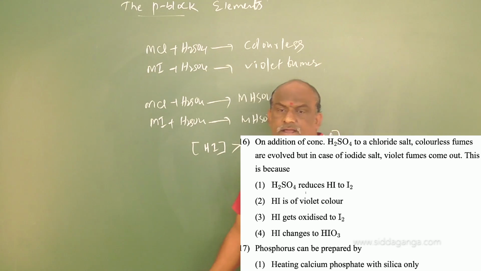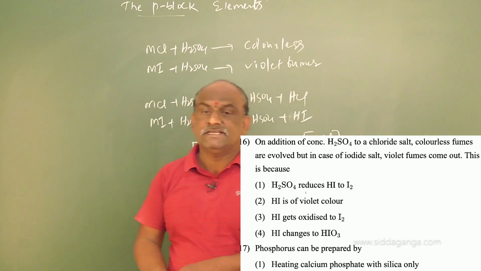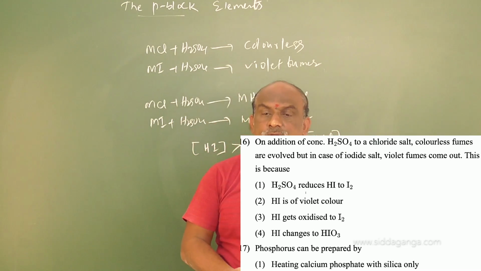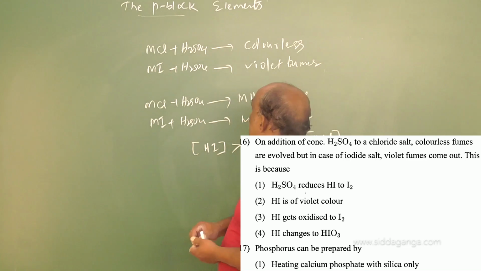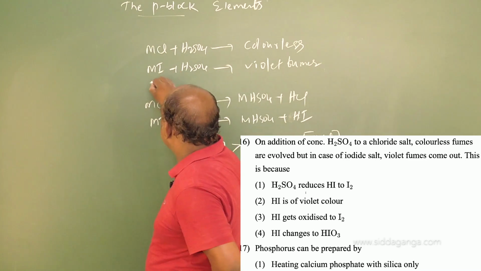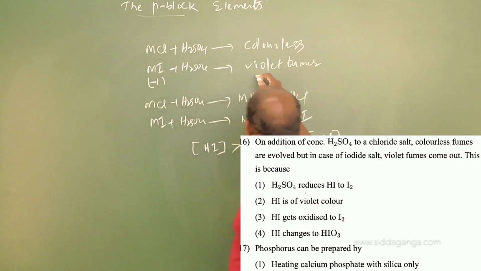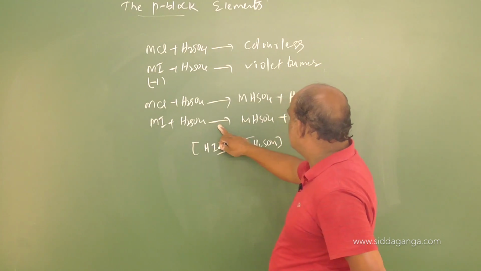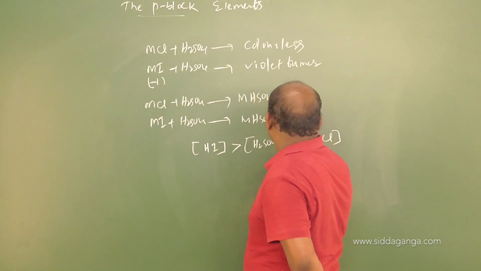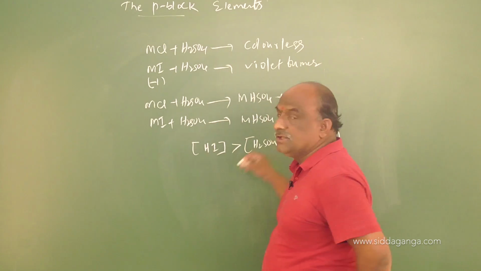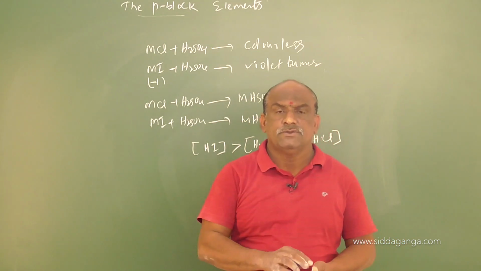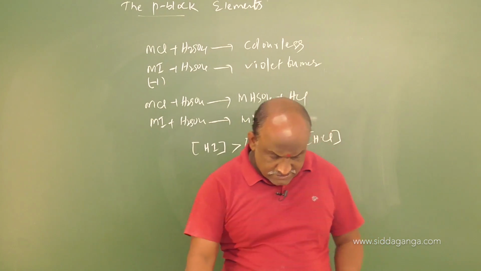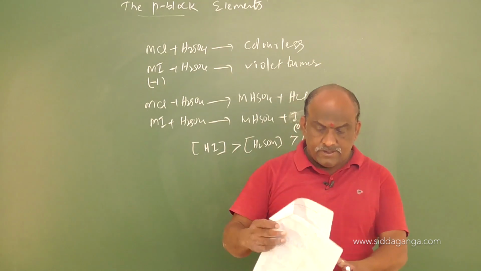So the correct answer is that HI gets oxidized to iodine. In HI, iodine is in the -1 state, and in iodine vapors, HI plus H2SO4 gives I2, where the oxidation state of iodine is 0. Due to that reason, we get the answer for this question.